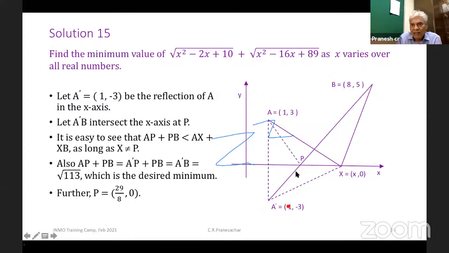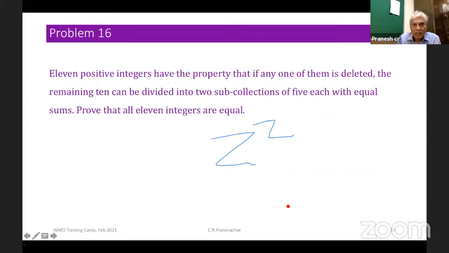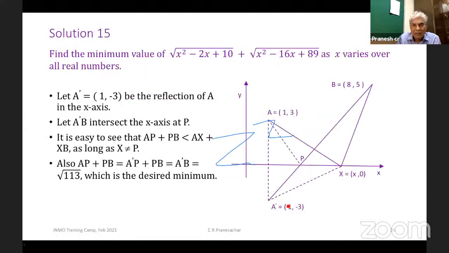A dash and B are known points now, (1, -3) and (8, 5). So the distance is root 130. You can also find the point P because you know the equation of the straight line; put y equal to 0 and you will get the x coordinate of P, which I think will be 29 by 8. Okay. So we just convert this algebra sum, or calculus sum, into a coordinate geometry problem. We use the reflection principle. This is also a very standard point.